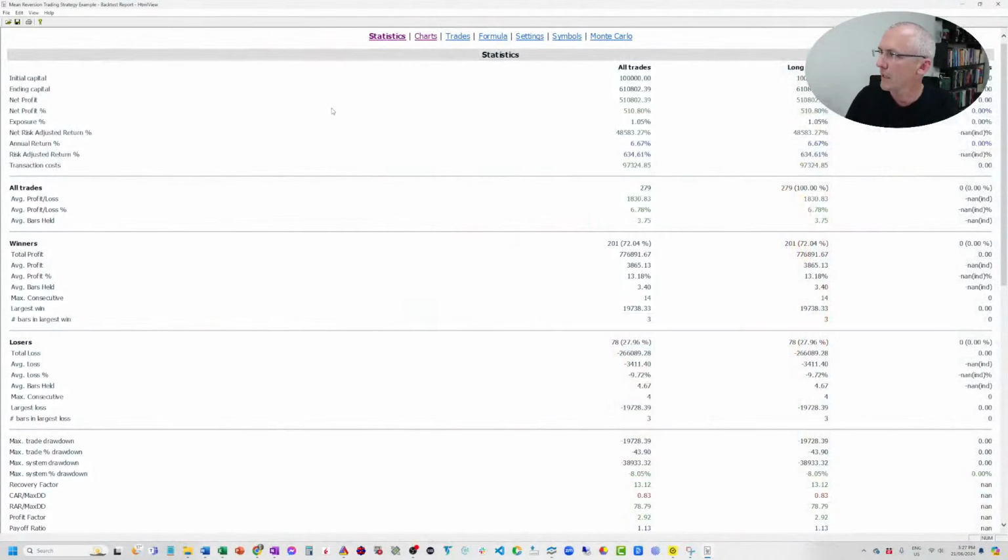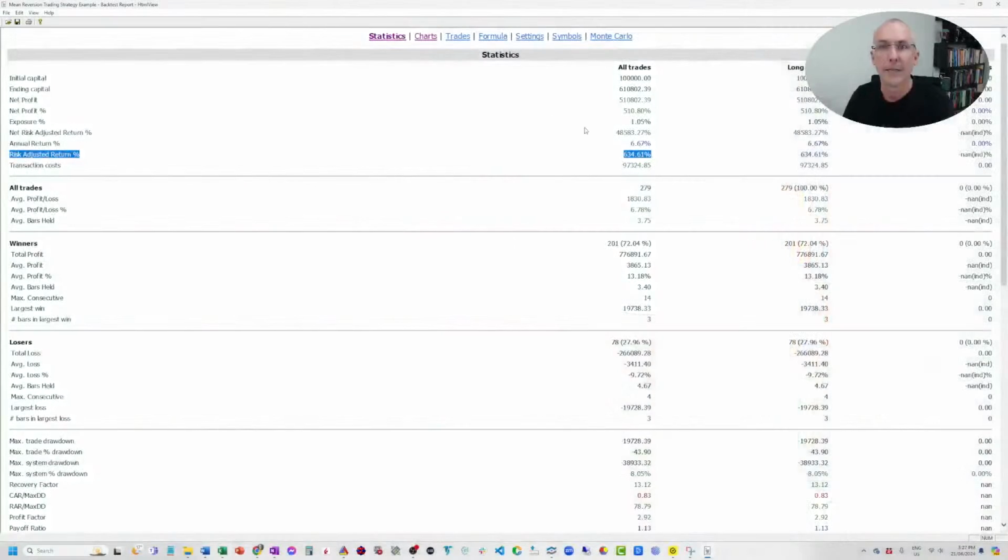that I wanted to show you before we go any further, because we need to know what we're dealing with. So here is the backtest. You can see here the system has an annual return of 6.7%, risk-adjusted return of 634%. And the reason the risk-adjusted return is so high is because this system is highly selective. It only takes a trade when the stock is very oversold.